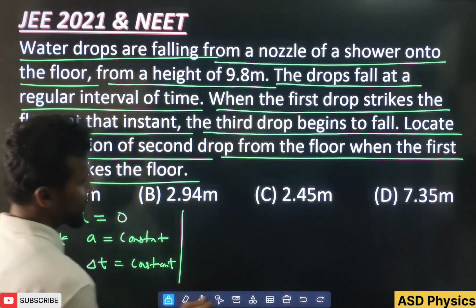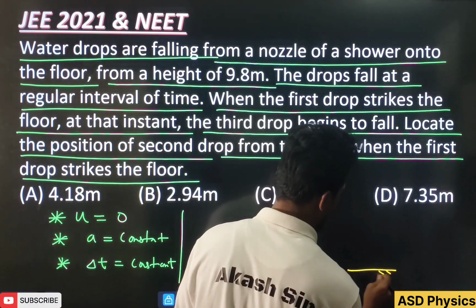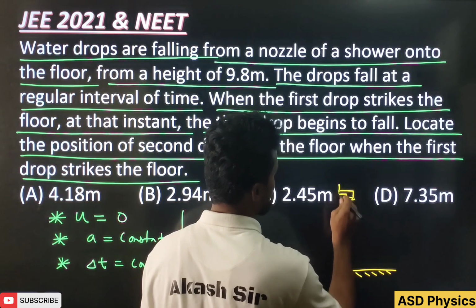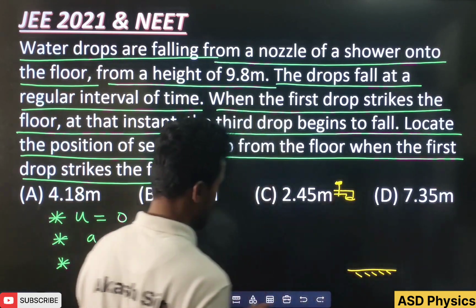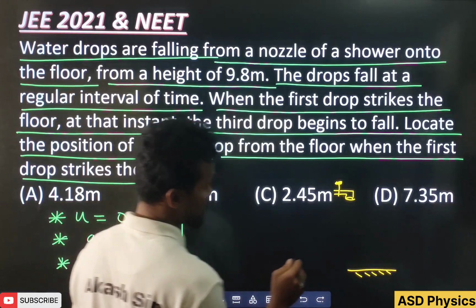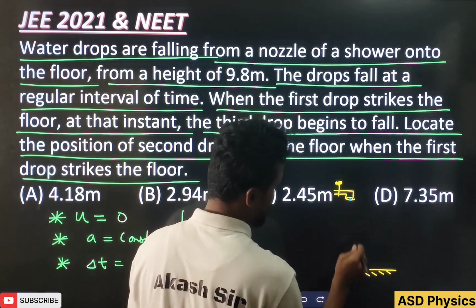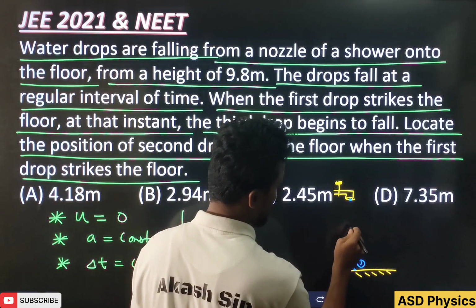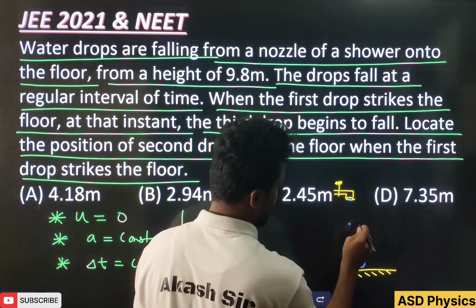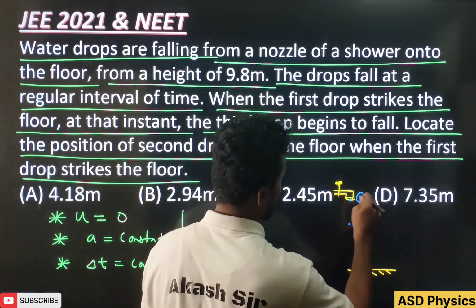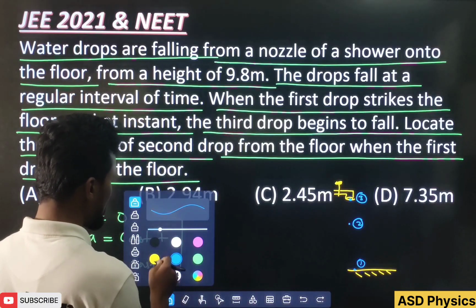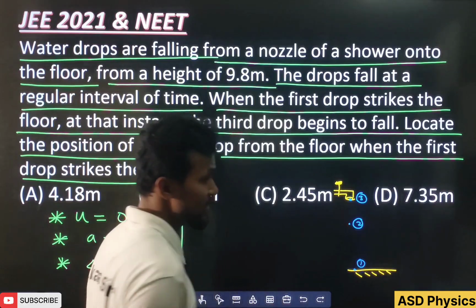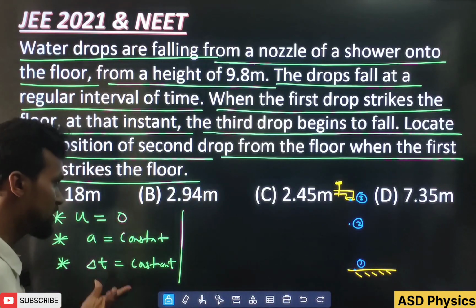Now if I draw the diagram, this is the diagram. Somewhere here is a tap, and the drops are falling. Let's take this is the first drop, somewhere here the second drop, and here the third drop. What they are telling is that when the first drop hits the ground, the third drop is just going to fall. So remember, all these three conditions are satisfied now.